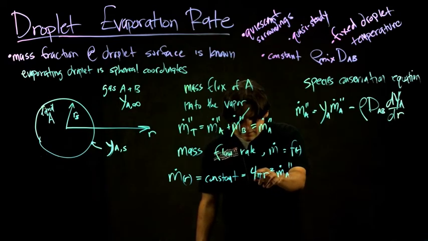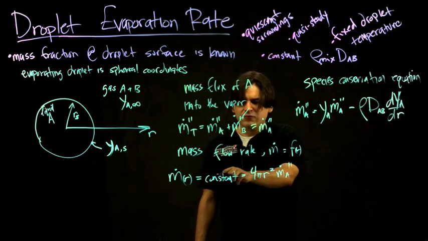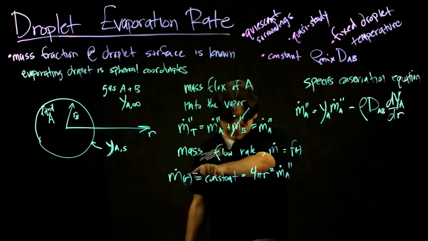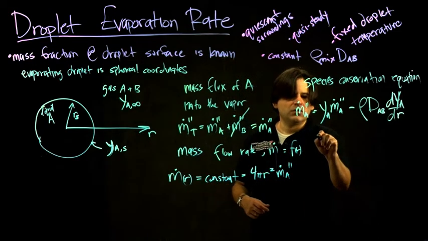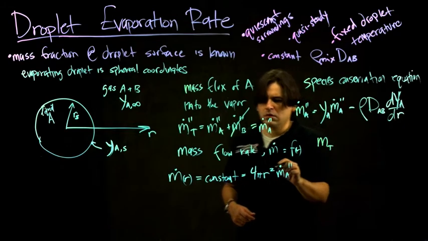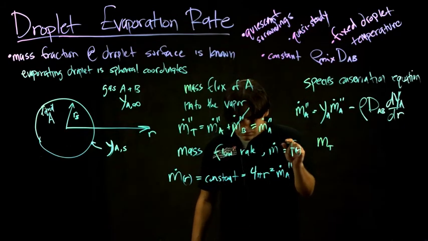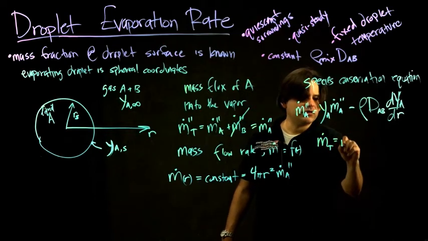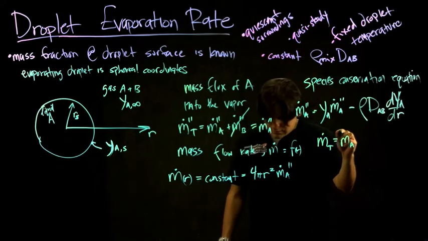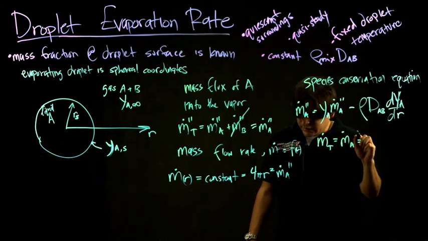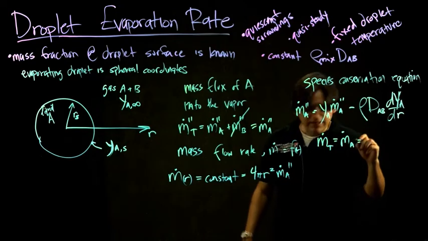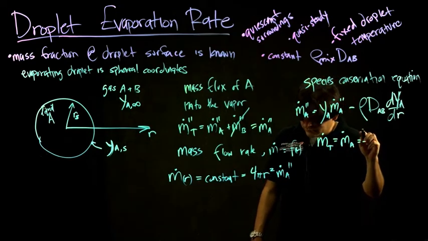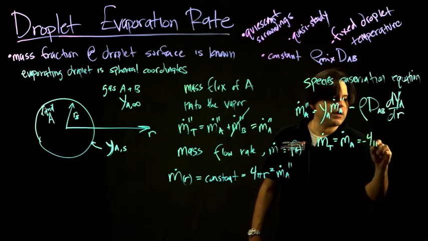assumption that we made here, if we wanted to keep track of the mass flow rate, we can say that only A is moving. So the mass flow rate total is only due to A. And it's related to the mass flux of A here, as we said here. So plug all of that in, you would get negative 4 pi r.